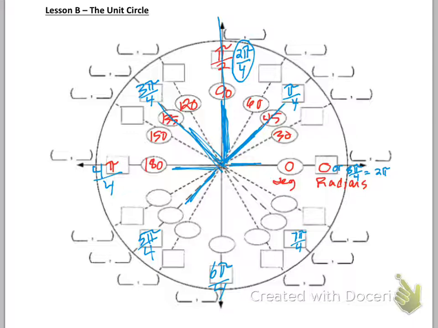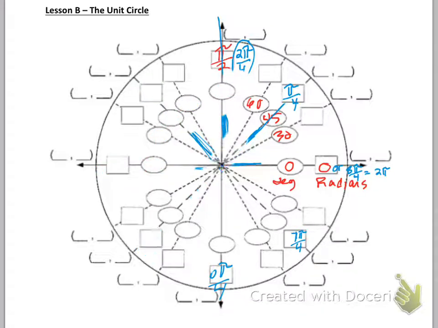Now that's where all the other measures in radians come from as well. You just have to figure out what fraction of pi we're talking about. So I'm going to delete a lot of this. I'm just going to clear all this off so you can get kind of a clean slate. And what I'll do is put the pi back in there.